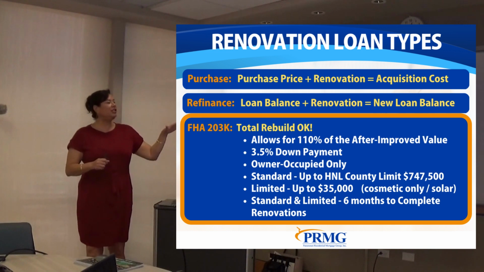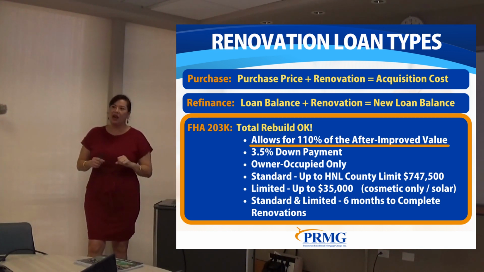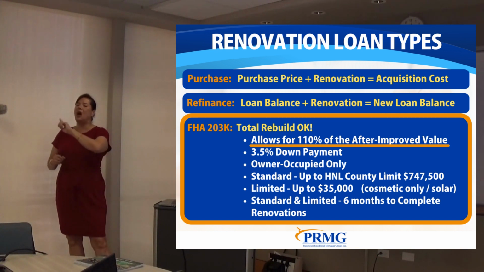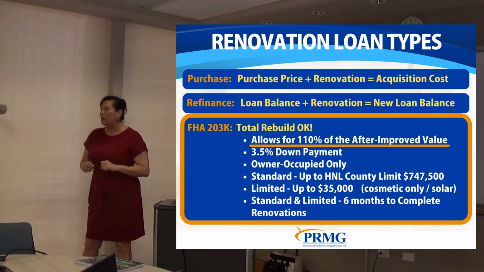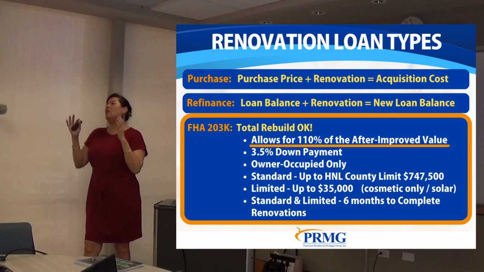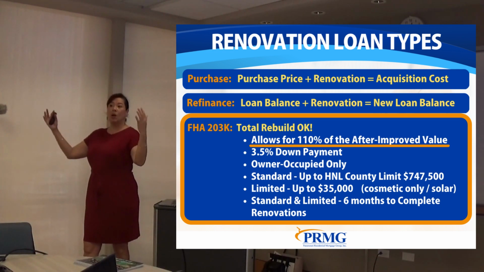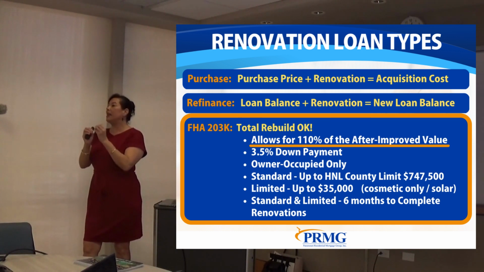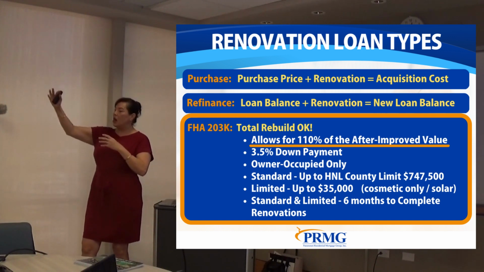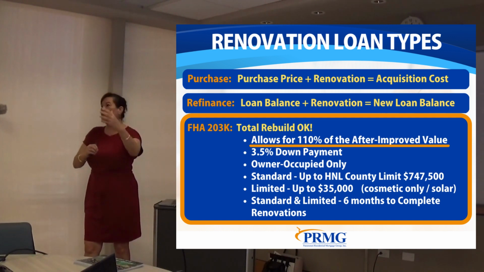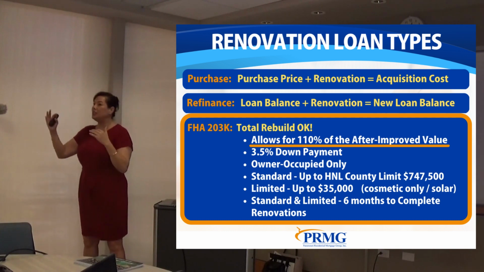Now, the FHA 203K allows for 110% of the after improved value. It is the only loan program that allows it. So what does that mean? When we have a renovation, there is more than just the renovation component, meaning the cost of the renovation, that goes into that transaction. There are the closing costs, the renovation consultant, all of these different layers of inspections.